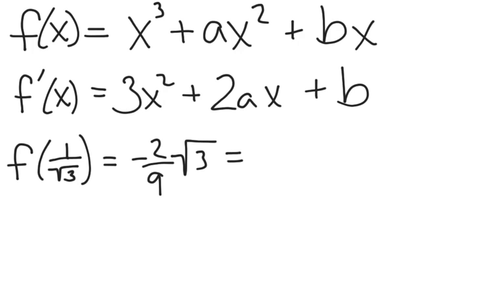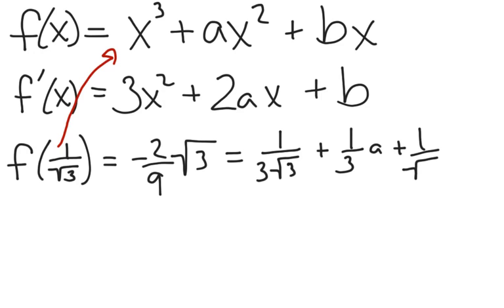And so now taking f and plugging in 1 over the square root of 3, we're going to cube 1 over the square root of 3, and you should be able to at least verify or agree with that that becomes 1 over 3 root 3. And then plus, if I square 1 over root 3, I get 1/3, and so this is going to be 1/3 a, and then plus 1 over the square root of 3 times b.